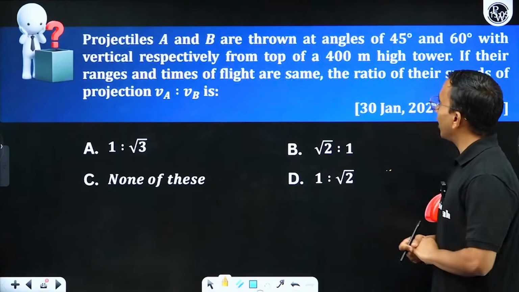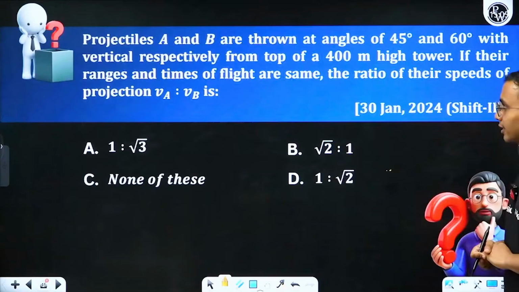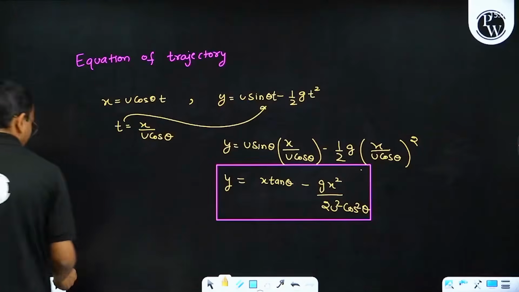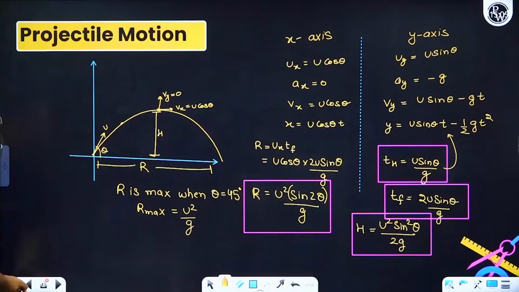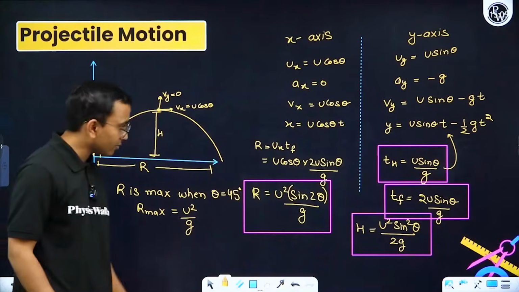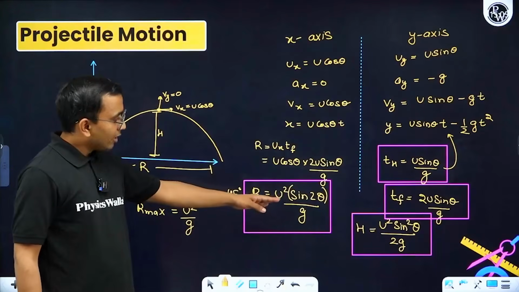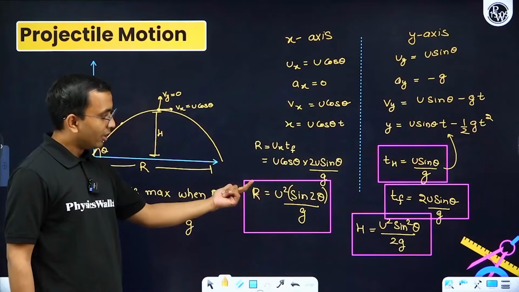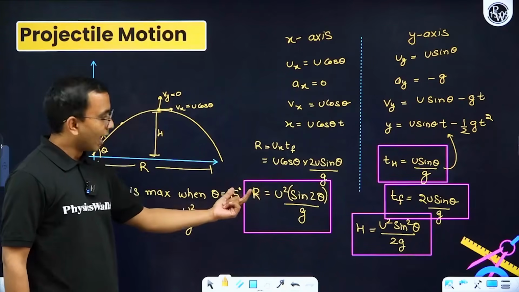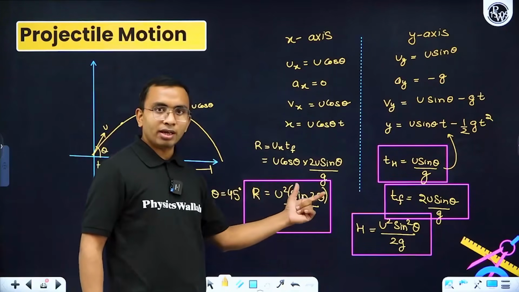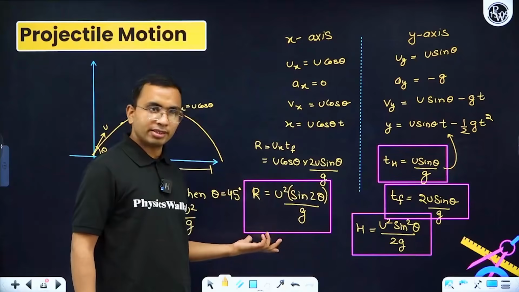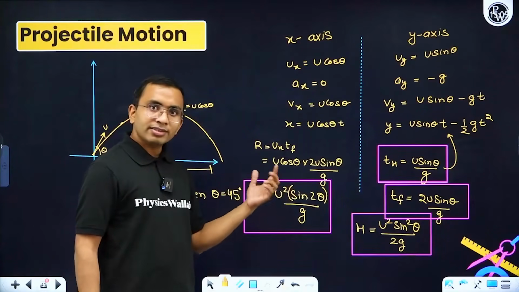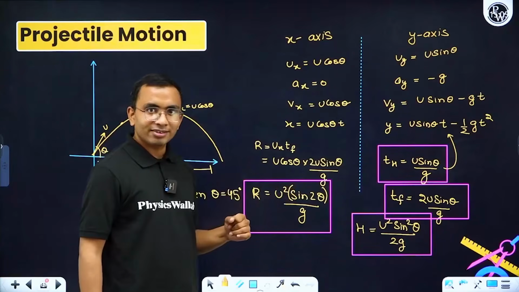Projectiles A and B are thrown at angles of 45 degree and 60 degree with vertical. Now, one more thing I should tell you from here. Let us take sine 2 theta. If two projectiles having the same value of sine 2 theta have the same range, isn't it? And we know that sine theta is sine 180 minus theta.